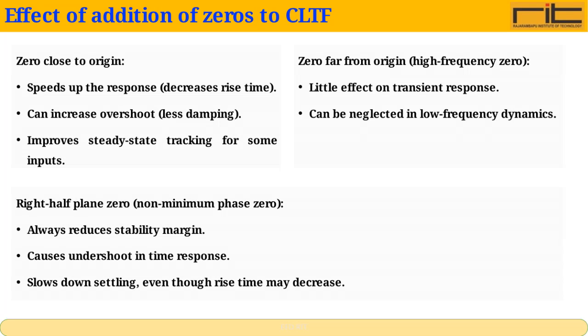Let's discuss the effect of adding zeros to the closed-loop transfer function. First, when a zero is placed close to the origin, it speeds up the system's response by decreasing the rise time. This means the output reaches its desired level faster. However, this can also lead to increased overshoot because there's less damping in the system.